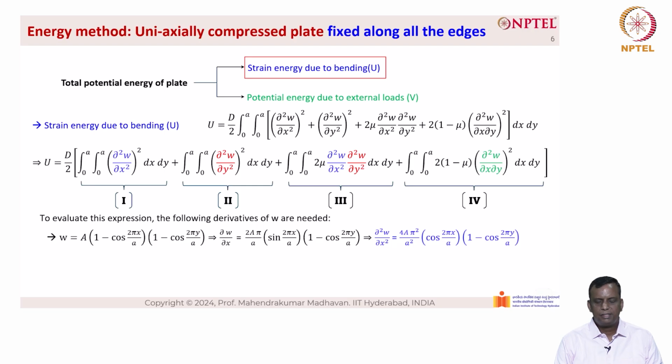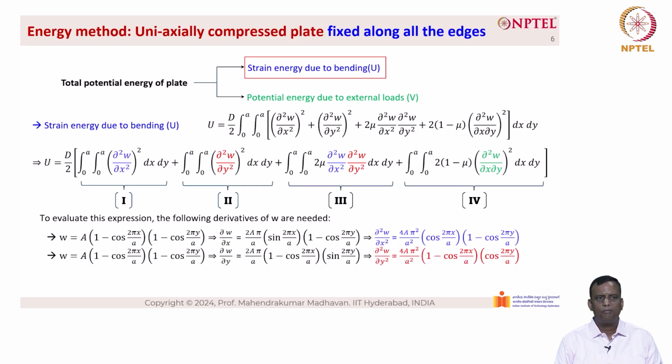Now when we differentiate it twice, we have ∂²w/∂x², which becomes (4aπ²/a²) cos(2πx/a)(1 − cos(2πy/a)). Similarly, when we do so for w equal to a(1 − cos(2πx/a))(1 − cos(2πy/a)), when we partially differentiate it with respect to y, we have (2aπ/a)(1 − cos(2πx/a)) sin(2πy/a).